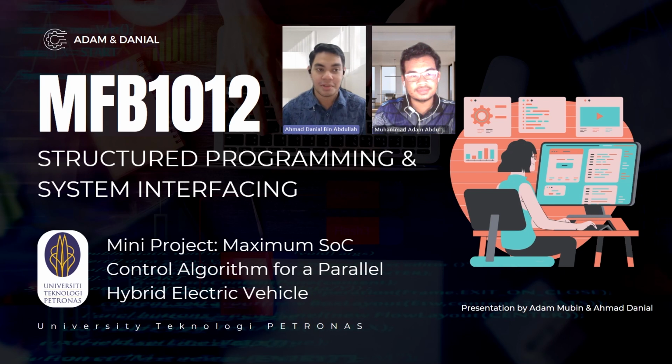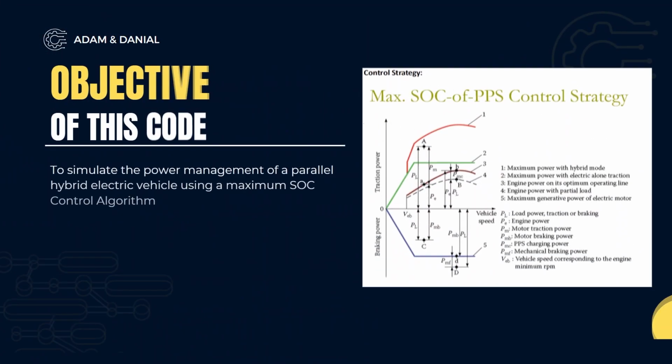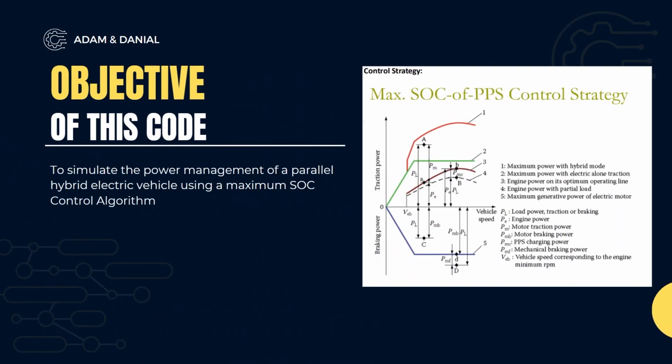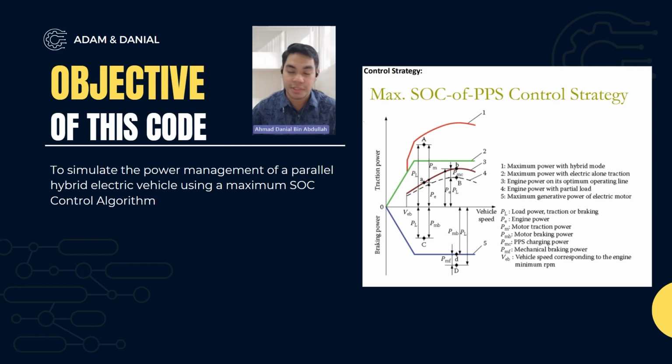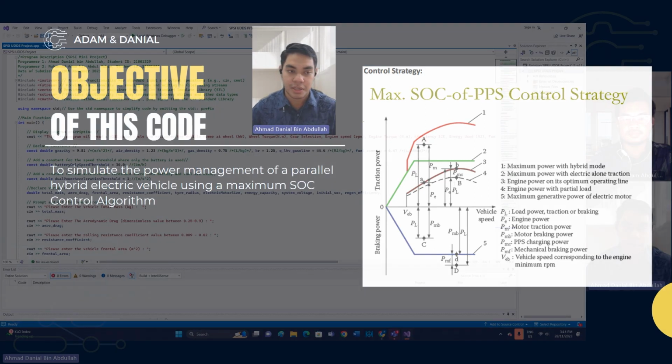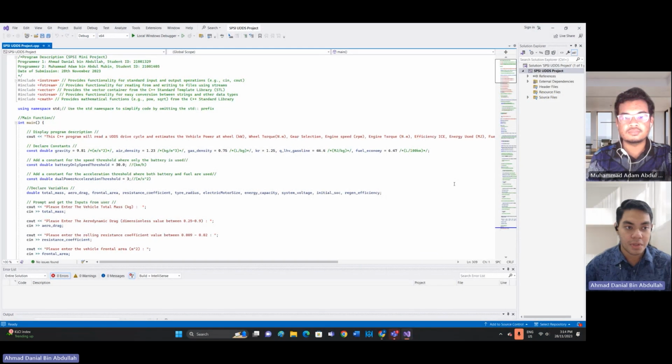Today we're going to present on the SPSI mini project. The objective of this project is to simulate the power management of a parallel hybrid electric vehicle using a maximum SOC control algorithm. For the first part, I will explain how this code works. So without further ado, let's get started.